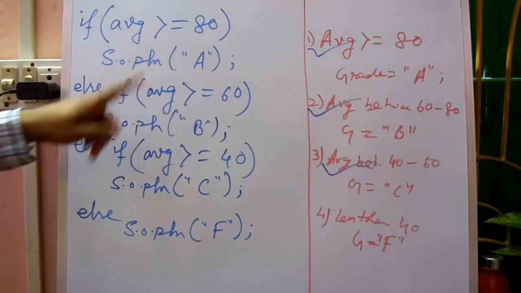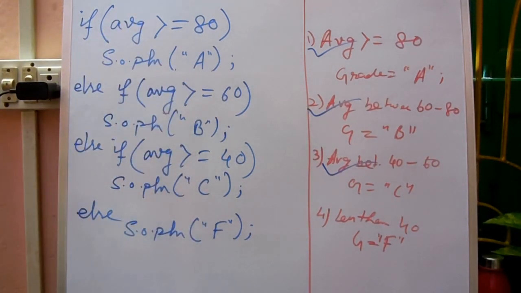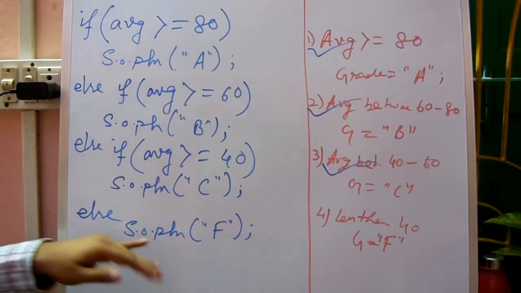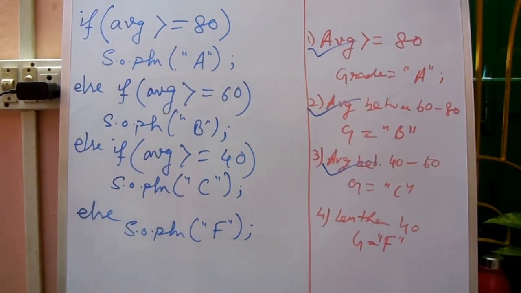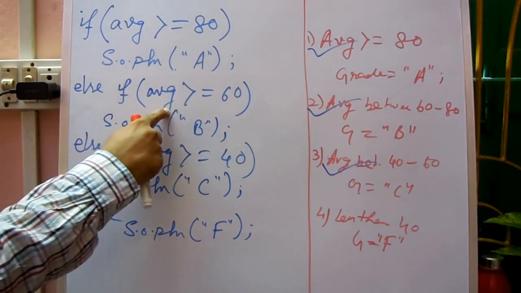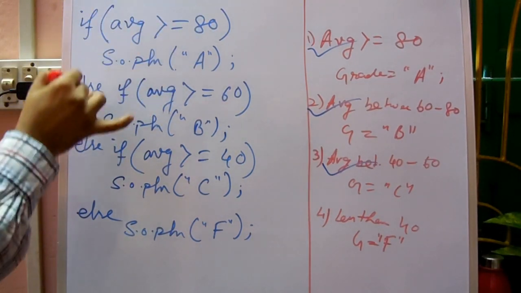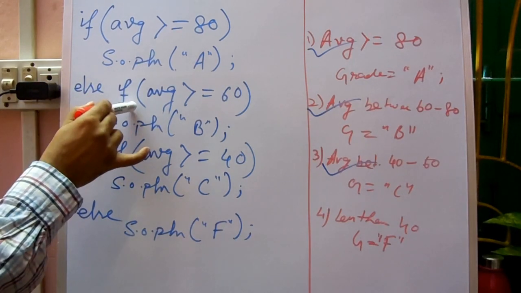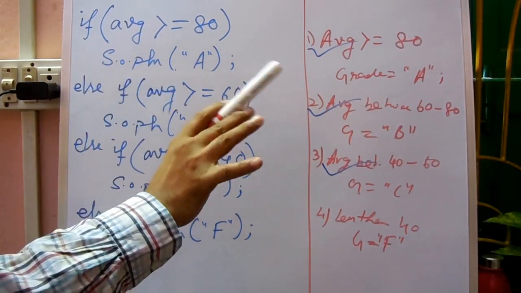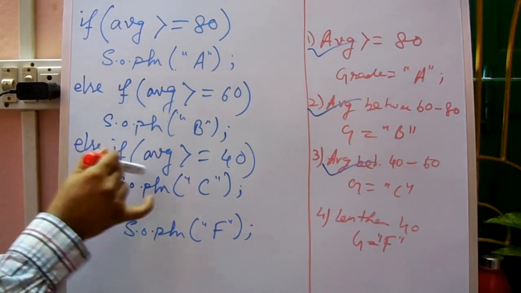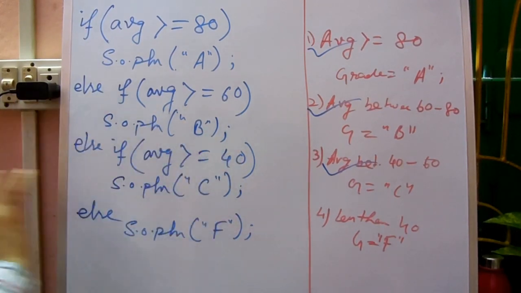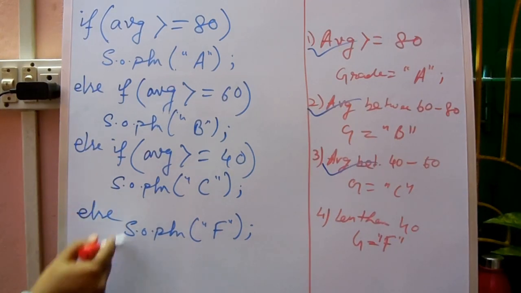When none of these 3 conditions is executed, obviously the else part, the last condition, must be executed. Suppose someone's average has come 20. From the beginning, is 20 greater than or equal to 80? No. So no means come to the else part. In the else part again start with if: is 20 greater than or equal to 60? No. So again move to the next else part. Is 20 greater than or equal to 40? No. So move to the next else.